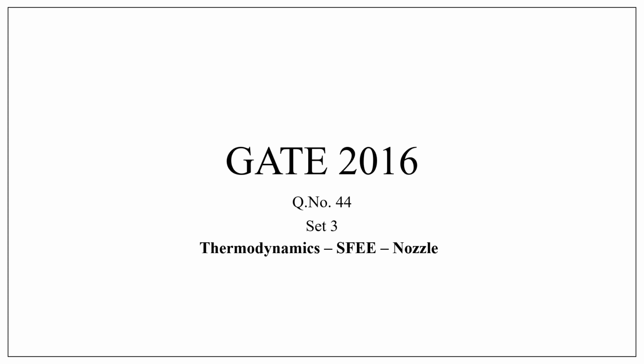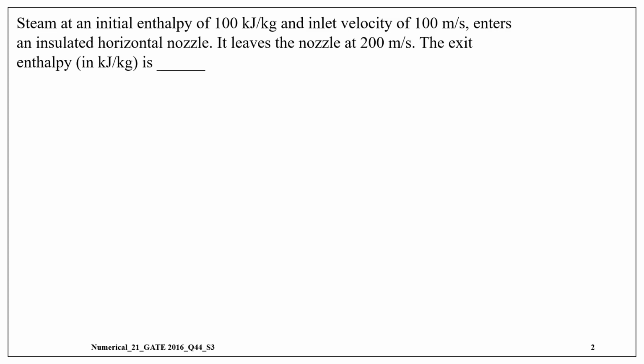A GATE 2016 question involving a steady flow device, a nozzle, is solved. The problem statement is given as: steam at an initial enthalpy of 100 kilojoules per kilogram and inlet velocity of 100 meter per second enters an insulated horizontal nozzle. It leaves the nozzle at 200 meter per second. The exit enthalpy in kilojoules per kilogram is.